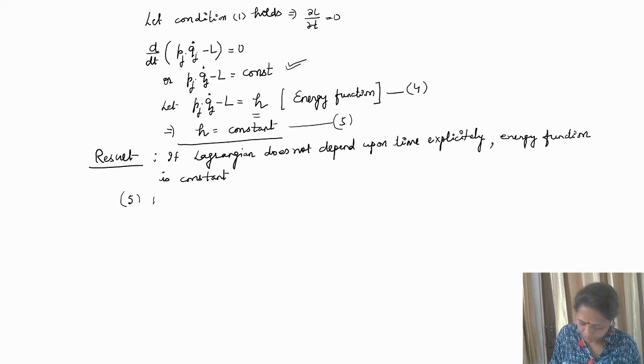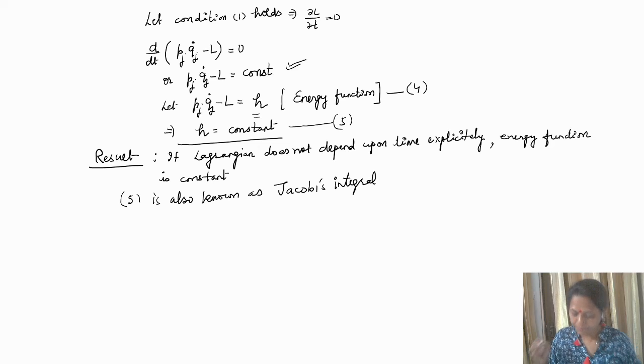5 is also known as Jacobi's integral. But existence of Jacobi's integral does not mean that your system is conservative, because I have not assumed this condition.